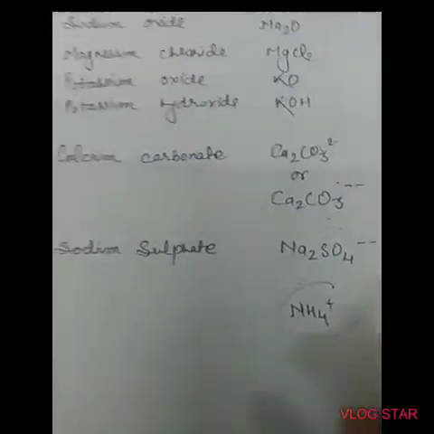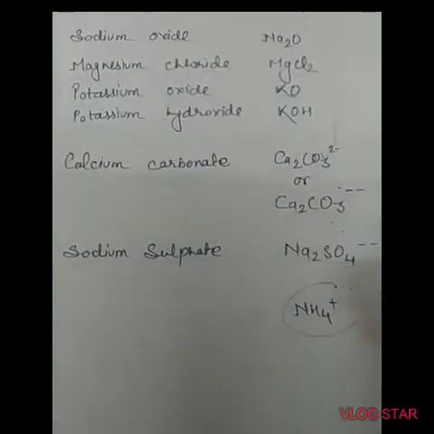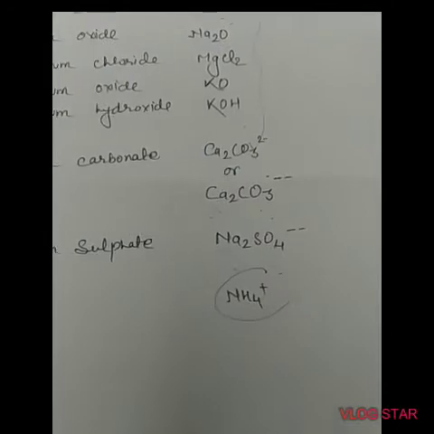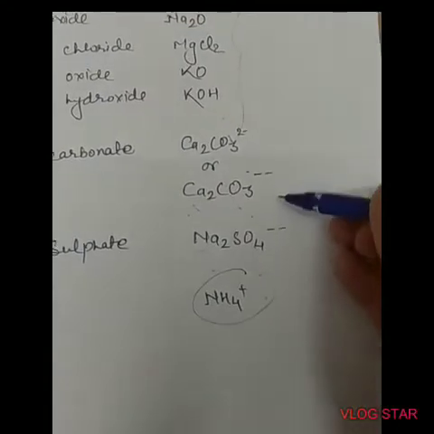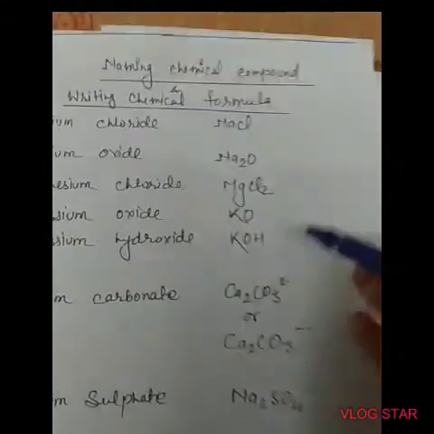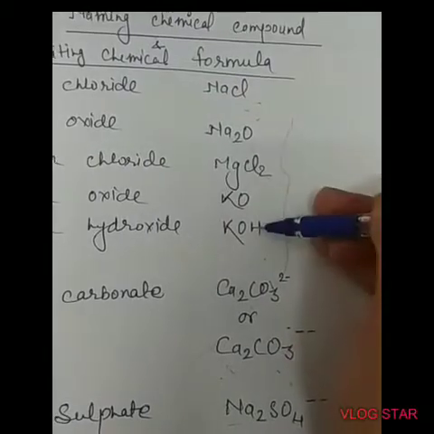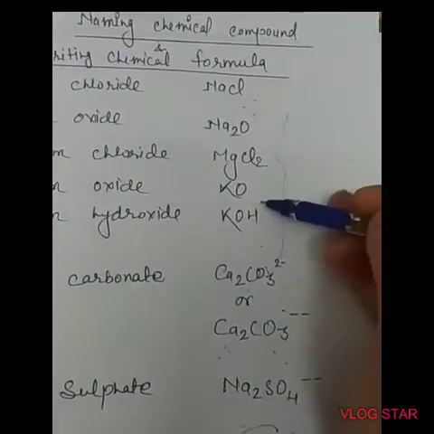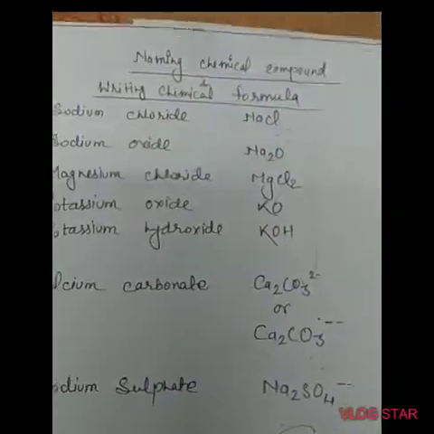Okay, so what is the difference between radicals and compounds? Radicals have positive or negative charges, whereas compounds are neutral. They don't have any charges.